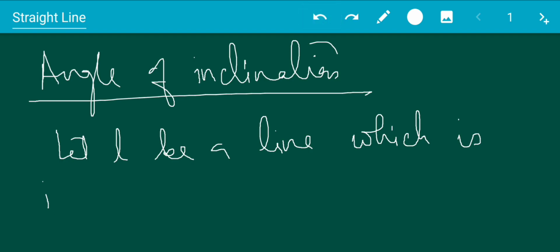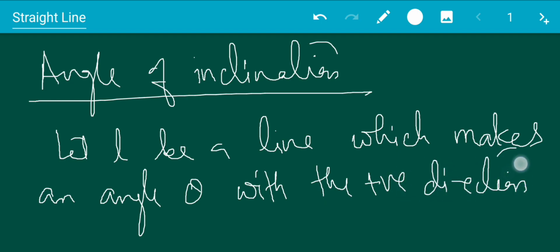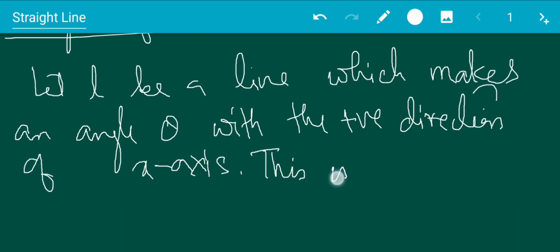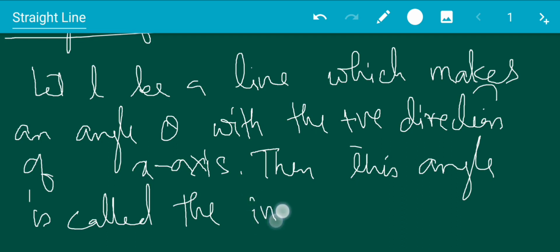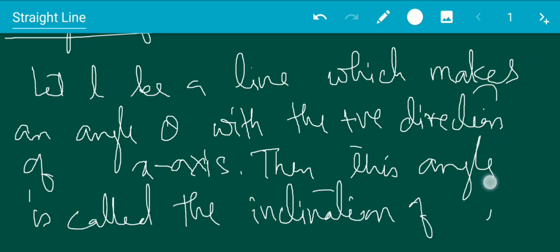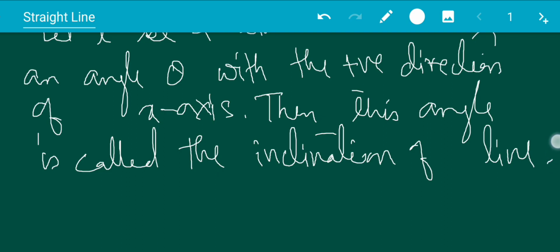Let L be a line which is inclined, or you can say which makes an angle theta with the positive direction of the x-axis. Then this angle is called the inclination of line L. Okay, fine.